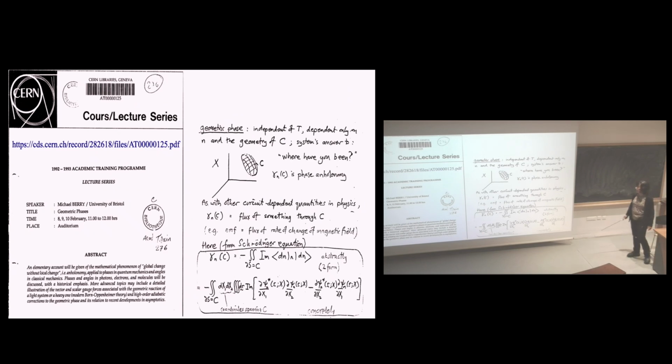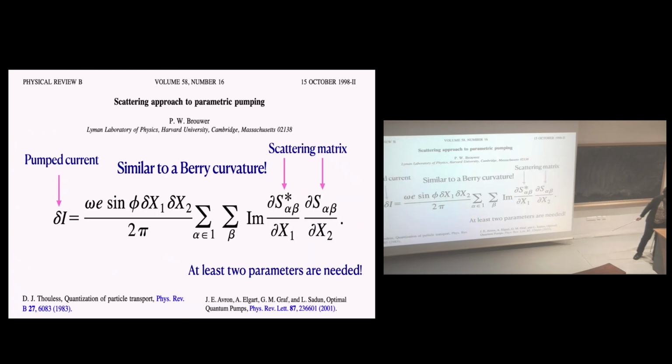Okay, and this is some lecture notes by Berry, and this is precisely to show the definition of the Berry phase and the Berry curvature. So these are the geometrical phase that you get when you move cyclically your system in some parameter space. The original Berry phase is formulated for the wave function, but you get something pretty similar in this case for the scattering matrix.